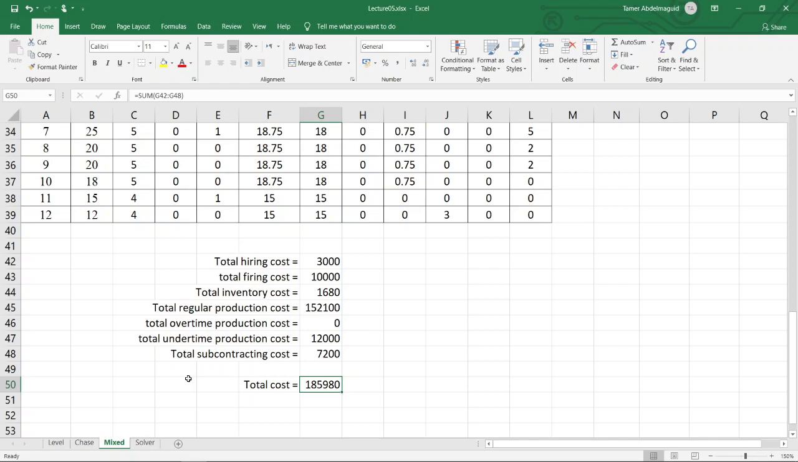All right. So next, we are going to see how to use a very nice tool in Excel, which is called Excel Solver, to solve this problem. And this is going to be the next part of this lecture.